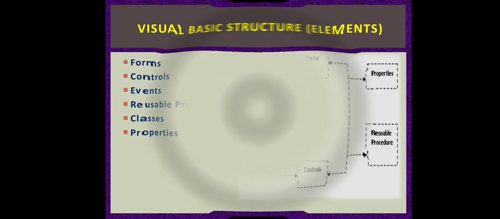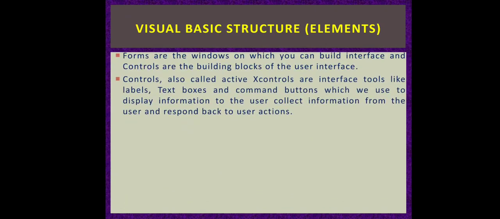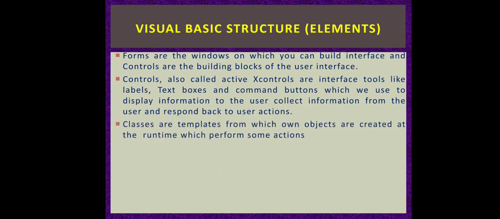So what is actually the form? We will discuss. The forms are the windows on which we can build the interface, and controls are the building blocks of the user interface. Controls are also called ActiveX controls, like we have labels, text boxes, command buttons. We use them, and accordingly we code on them as per the need of the program. And we have classes, they are the templates from which our objects can be created, and we have hundreds of classes in Visual Basic.